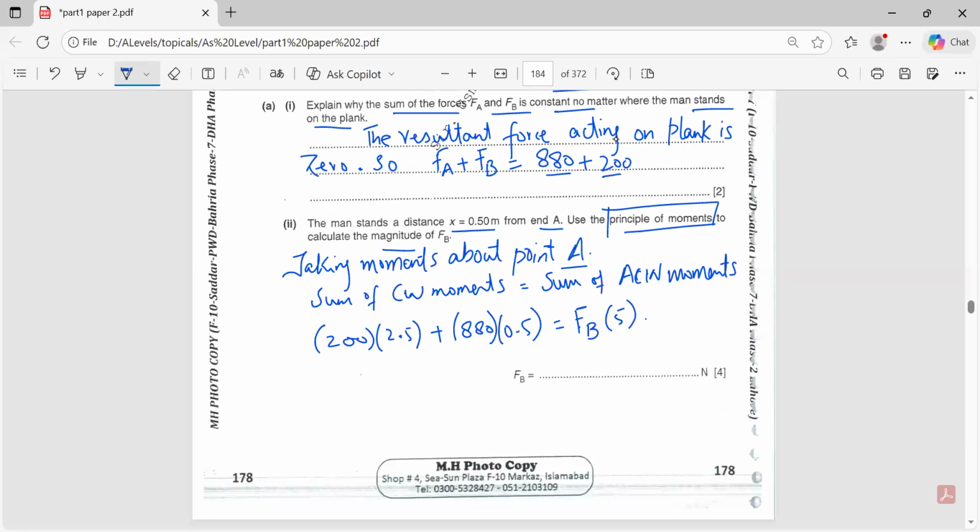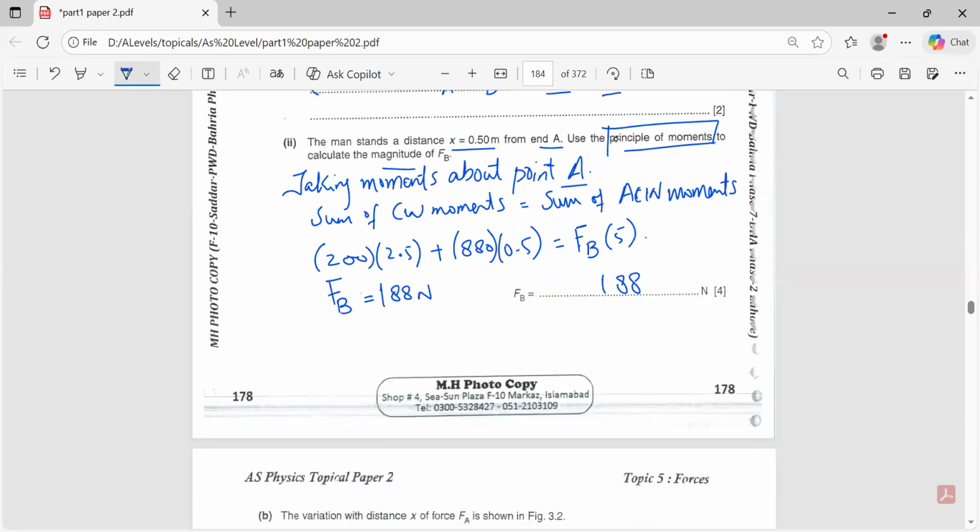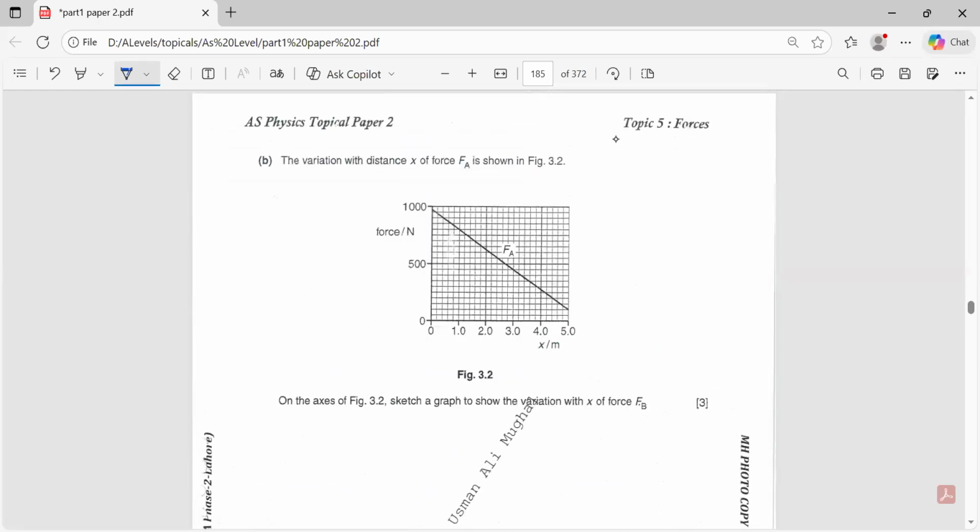So we are going to resolve and solve this whole relation. When you solve all this on the calculator, I will directly write the value, and FB will come out to be equivalent to 188 Newtons. So this much force will be 188 Newton. We have simply applied the principle of moments to this, right? Okay, next question.